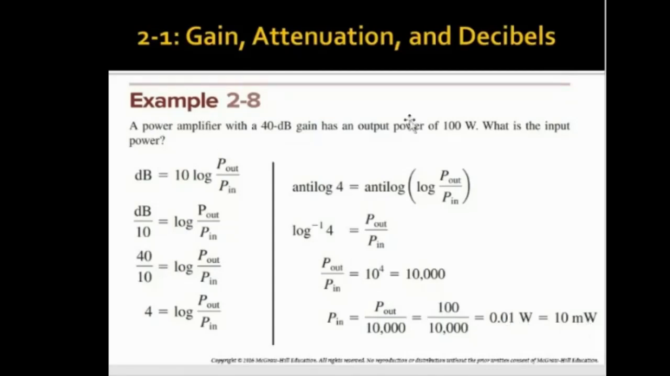So this means in this system, we apply 10 milliwatt of power. Since we have a gain of 40 decibel, the output becomes 100 watts.